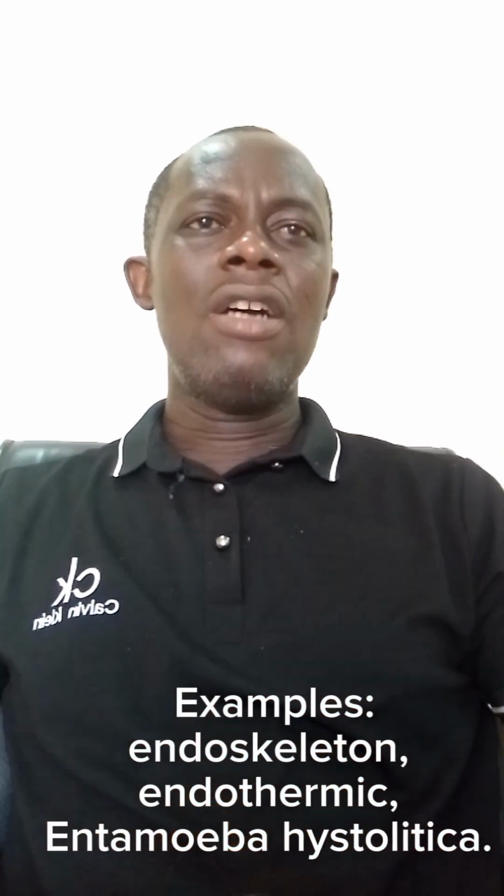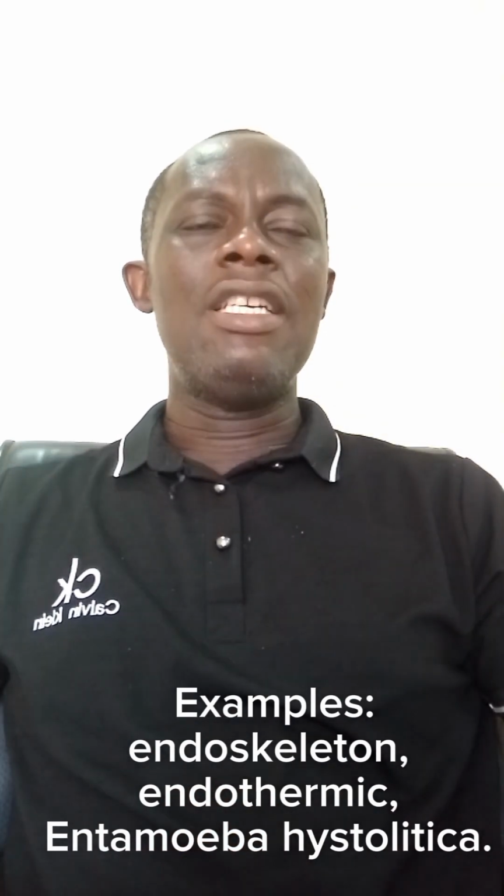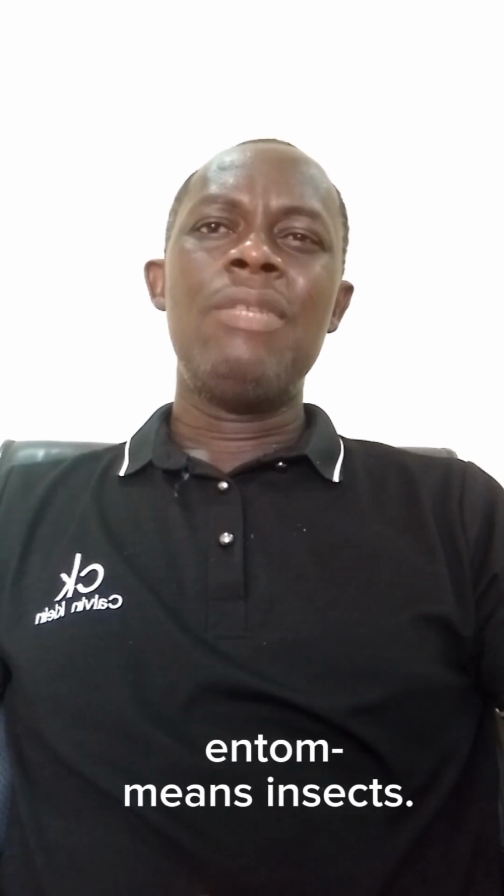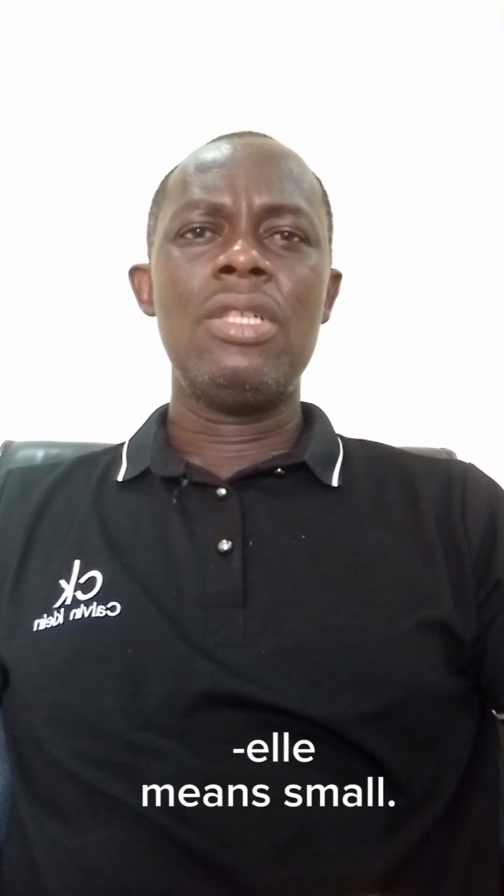They also have other examples like Entamoeba histolytica, which is an amoeba, a protozoan that's found in the gastrointestinal tract. Now, another example is entero, which means intestine. Like enterokinase or enterobacteria, bacteria that are found in the intestinal tube. Then we have entomo. It means insects, like in the word entomology. Then we have elle, which basically means small, like in the word organelle, meaning small organs.